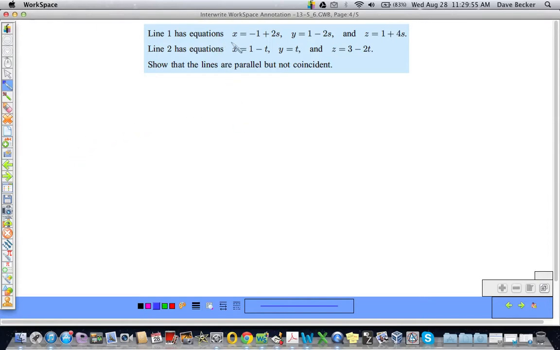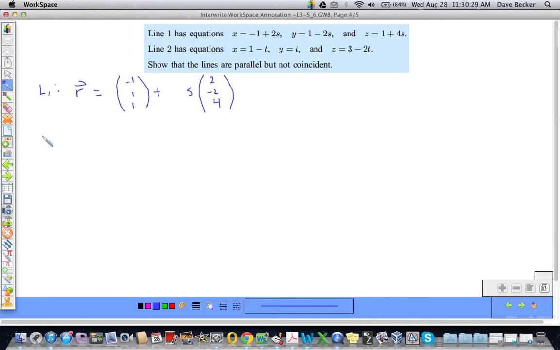Line 1 has these parametric equations, and line 2 has these equations. Show that the lines are parallel but not coincident. Okay, so I'm going to write these in vector form. So r for line 1 is equal to <-1, 1, 1> plus s times <2, -2, 4>.